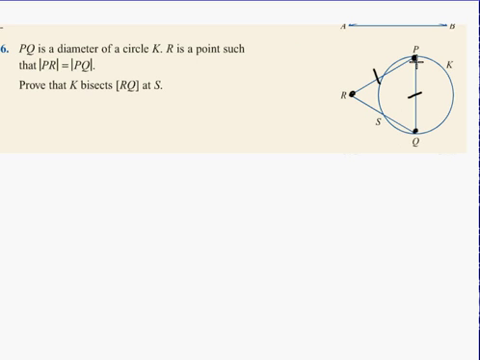Because it's an isosceles triangle, when you draw a line going down at 90 degrees, it's guaranteed to cut this in half, only because it's an isosceles triangle. Your triangle won't do that. So what are we looking to do? Prove that the circle bisects RQ at S.